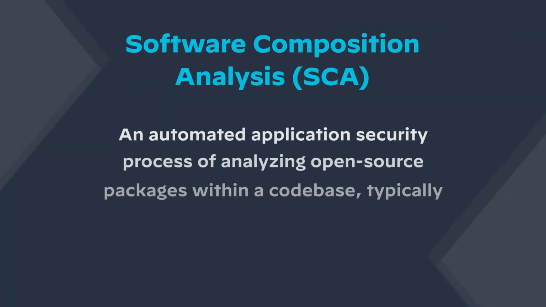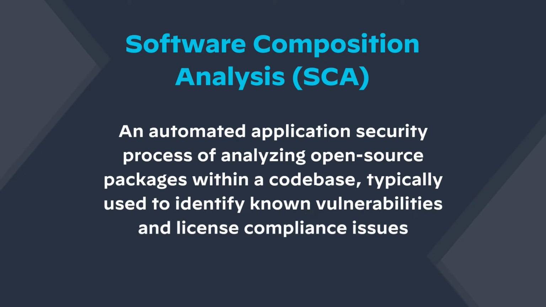Let's start from a quick definition. Simply put, SCA is the automated application security process of analyzing open source packages within a code base, and it's typically used to identify known vulnerabilities and license compliance issues. SCA has been around for decades, but with the rise of cloud native development and open source software, the need for it is greater than ever.